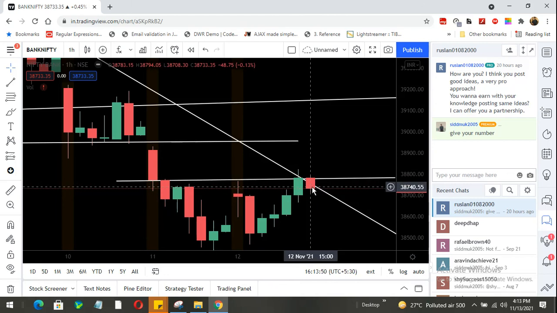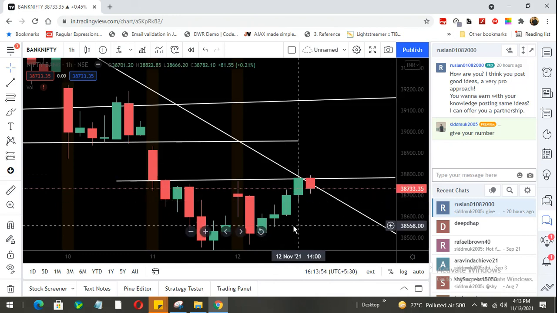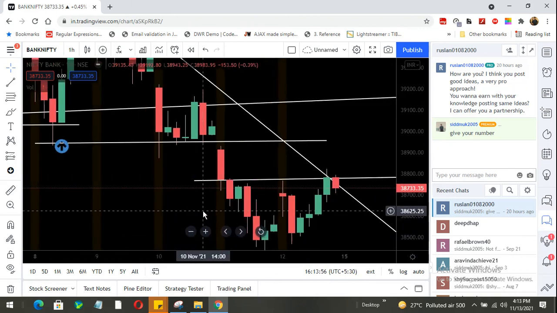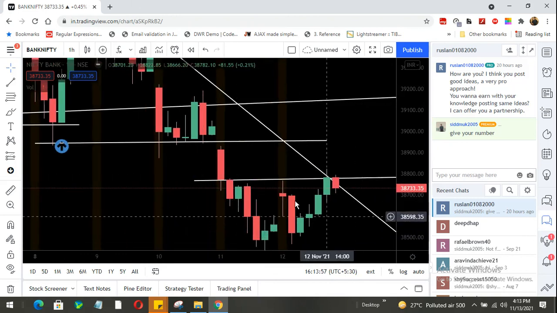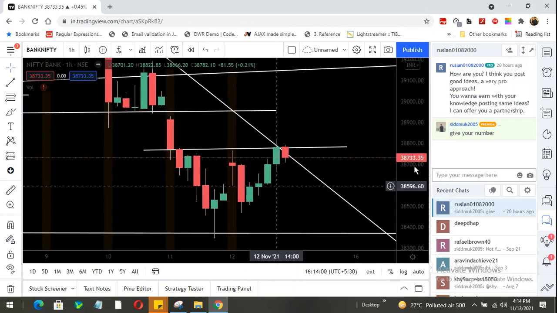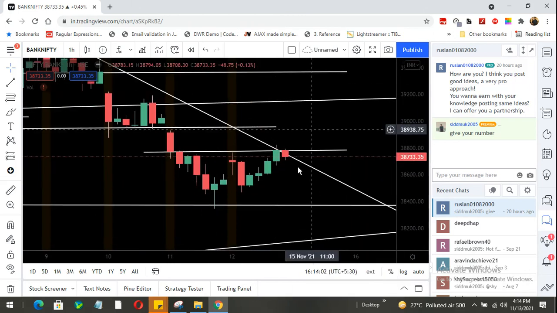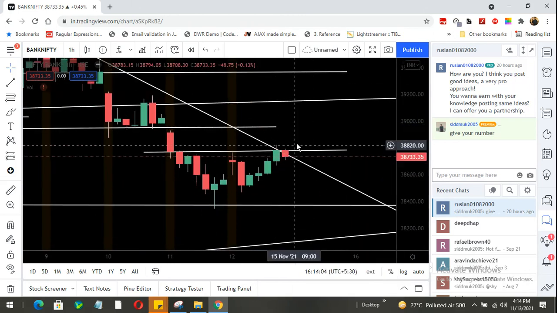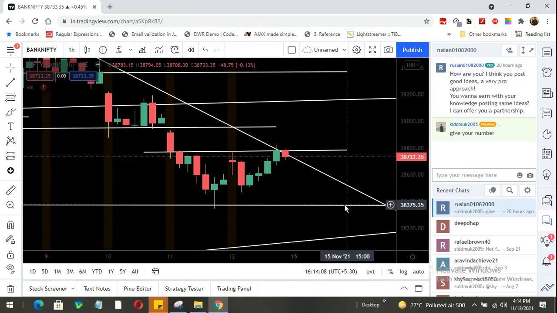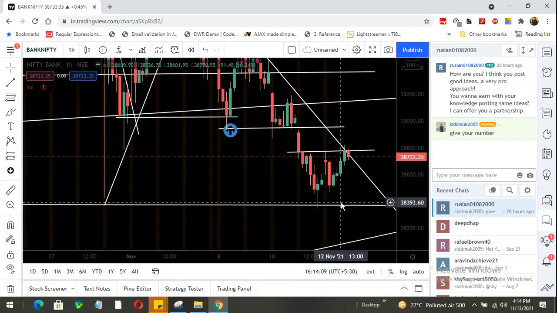So what will happen exactly on the downside? If Bank Nifty does not open gap up, then it will come down again here, to 38,400. This is the Bearish Harami pattern. I will show you another example. See, this is the Bearish Harami pattern.